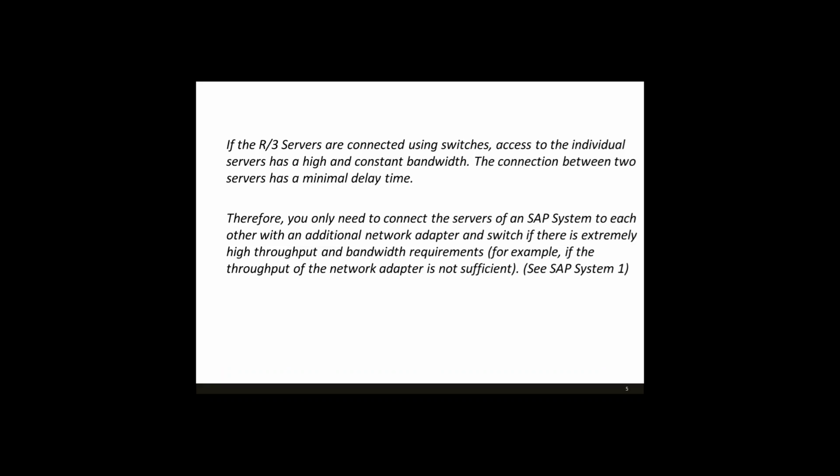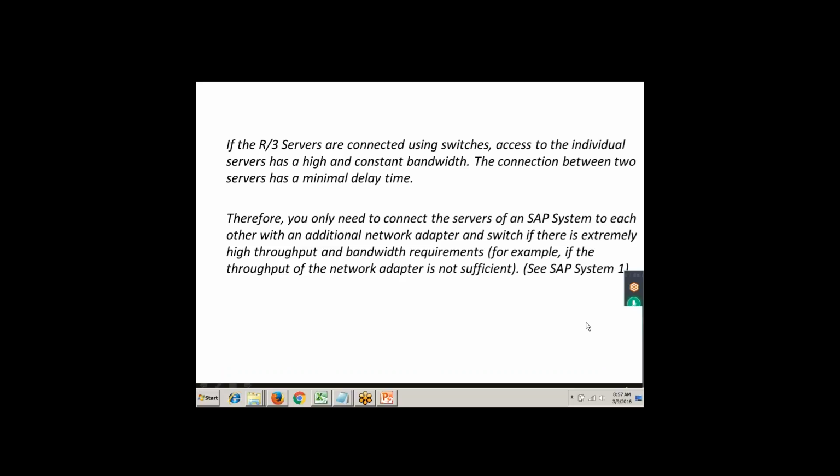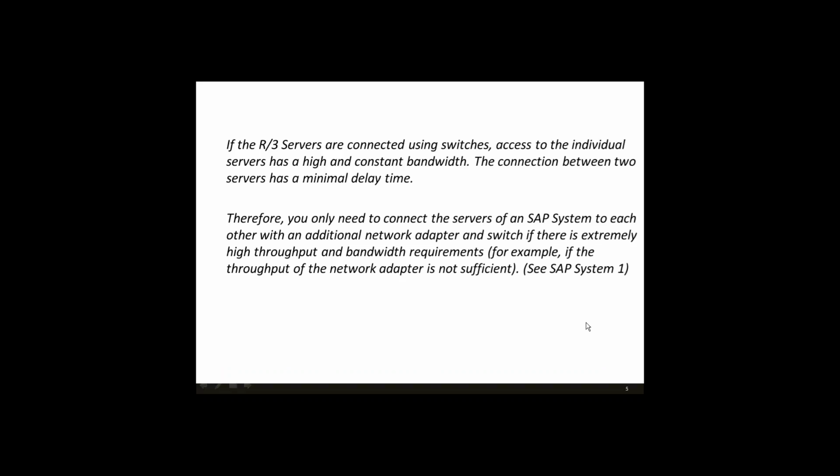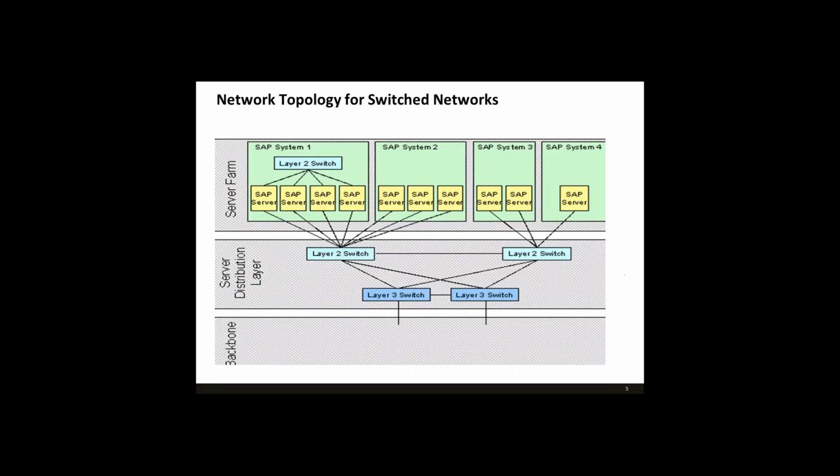Therefore, you only need to connect the servers of an SAP system to each other with an individual network adapter and switch if there are extremely high throughput and bandwidth requirements. For example, if the throughput of the network adapter is not sufficient, see, basically, to have the high bandwidth and throughput. Throughput is what? Nothing but upload and download limit.